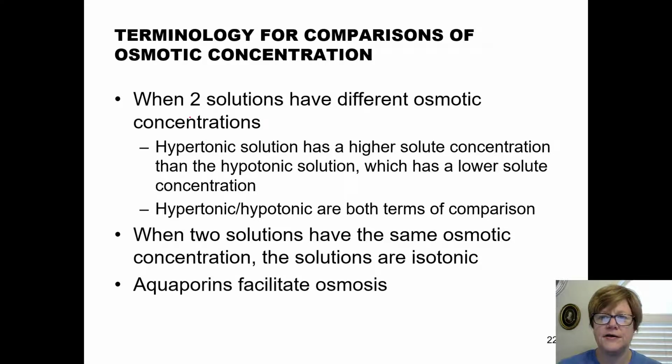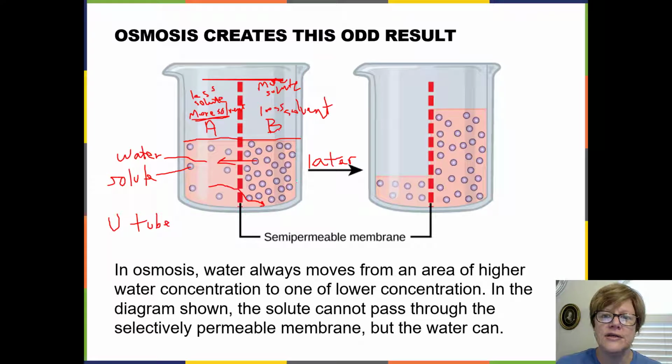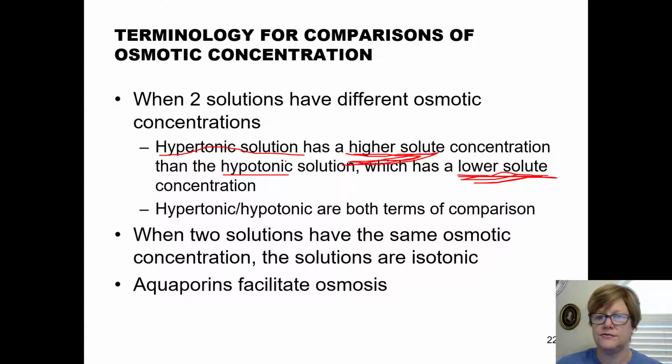So we have terms that we use to compare what we call the osmotic concentrations of a solution. A hypertonic solution is the one that has the higher solute concentration, compared to the hypotonic solution, which is the one that has the lower solute concentration. And again, this is written according to the solute, not the solvent. You have to use these terms in comparison. You can't just have a hypertonic solution, period. It has to be A is hypertonic to B or B is hypertonic to A. In this example we had here, B had a higher solute concentration, so B is hypertonic compared to A. Or you could say it the other way, A is hypotonic compared to B. But you always have to have a compared-to statement.